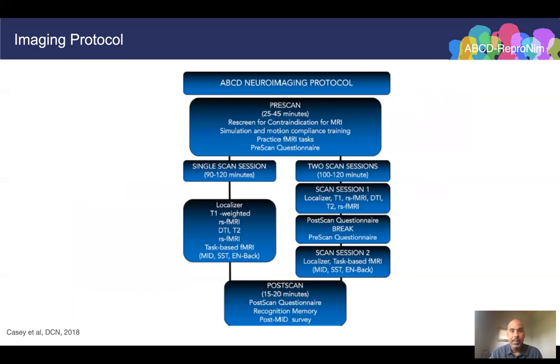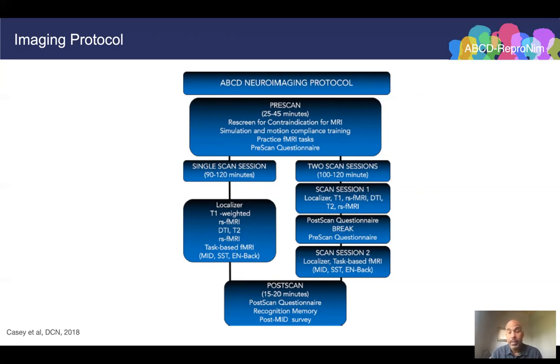The ABCD imaging protocol starts with the pre-scan, which lasts 25 to 45 minutes. It includes a rescreen for contraindications for MRI, simulations and motion compliance training, practice fMRI tests, and a pre-scan questionnaire. From there, sites can choose from one of two options. A single scan session lasts about 90 to 120 minutes and includes all of the modalities: the localizer, T1, resting state, diffusion DTI, T2, again another resting state scan, and then the task-based fMRI after.